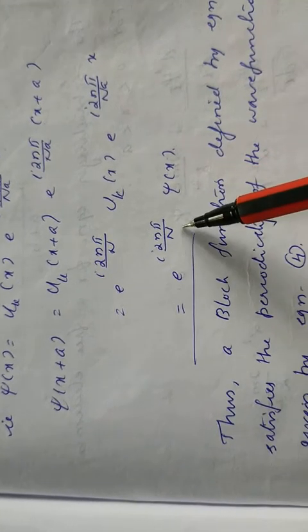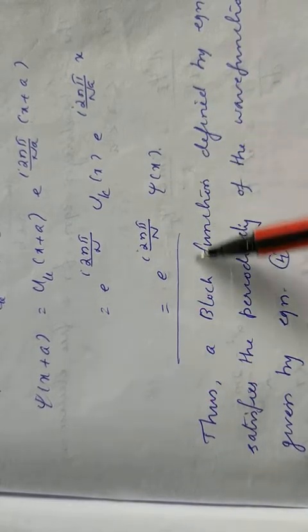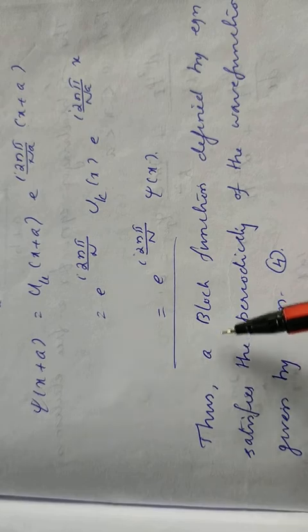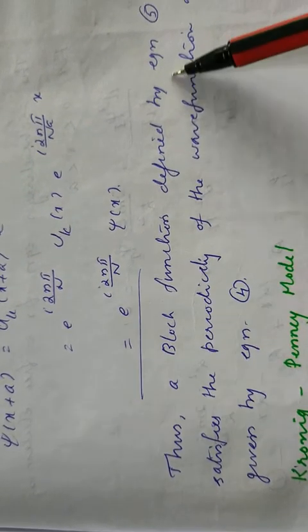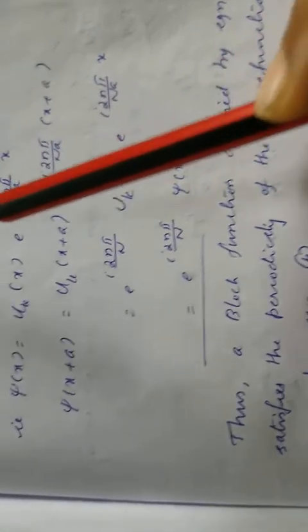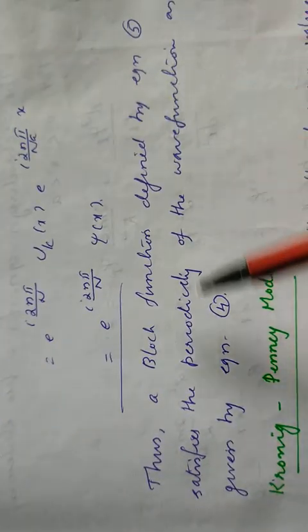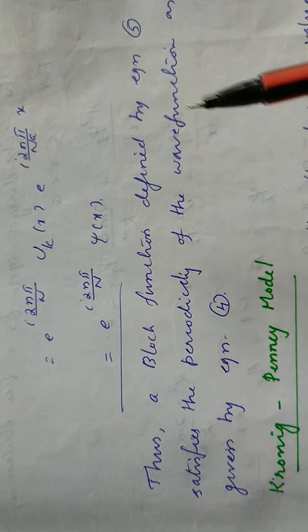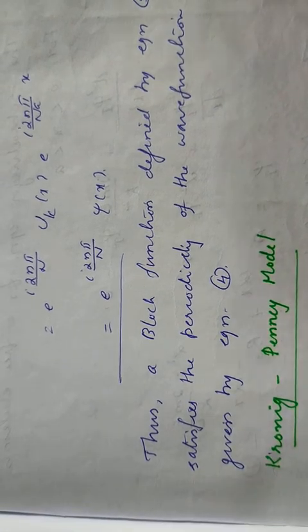So this satisfies, this is of the form of the Bloch equation, or this wave function satisfies the Bloch theorem. Thus the Bloch function defined by equation 5 satisfies the periodicity of the wave function as given by equation 4. So this is about Bloch theorem.